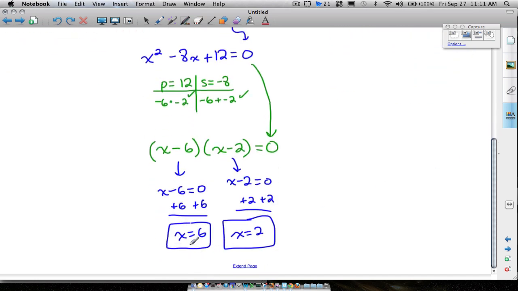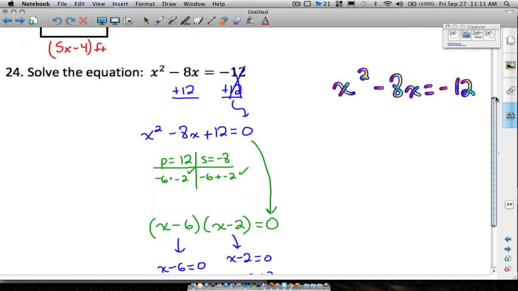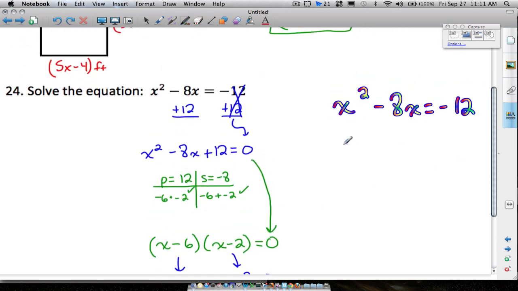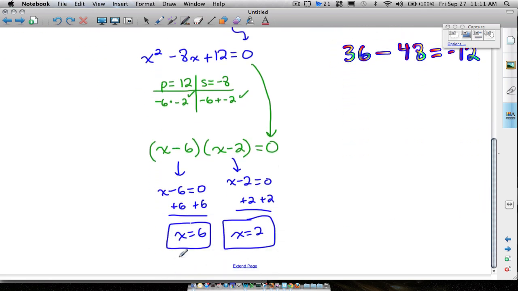One of our answers was 6. If we plug in 6, let's do this real quick. 6 squared is 36 minus 8 times 6 is 48. I'm just plugging in 6 into both of these x's. 36 minus 48 does equal negative 12. So what I did there is I plugged in 6. It worked out. Let's do the same thing for 2.